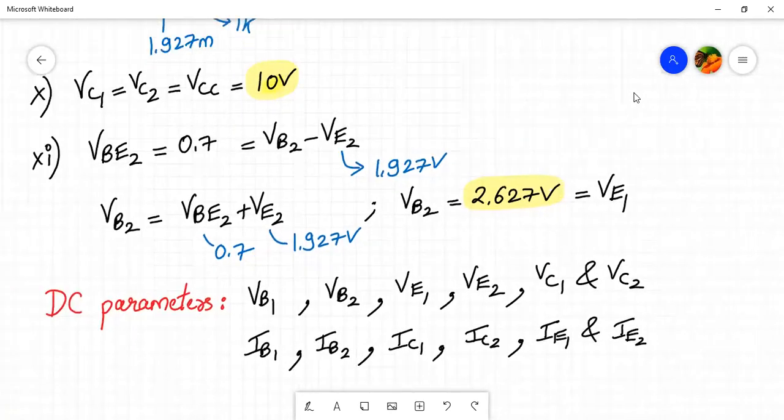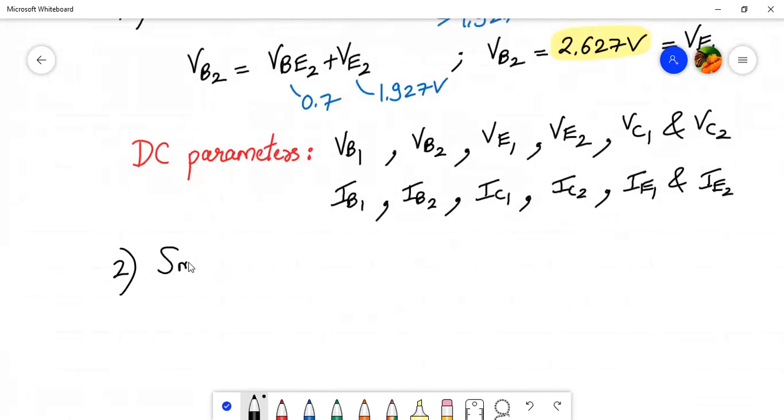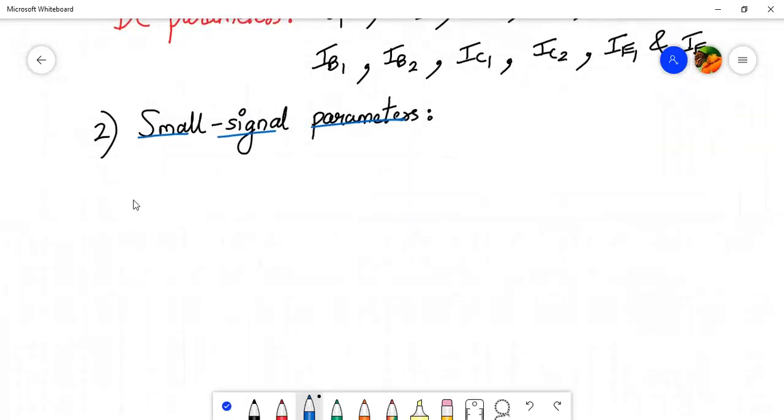Now, next we have to calculate the small signal parameters. That's the second part. So we'll write second and we'll calculate small signal parameters. Okay. So let me adjust the screen now. Yeah. So we have to calculate RPi1 and RPi2.